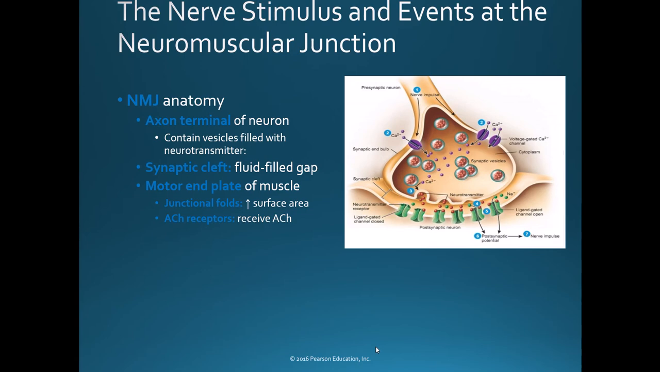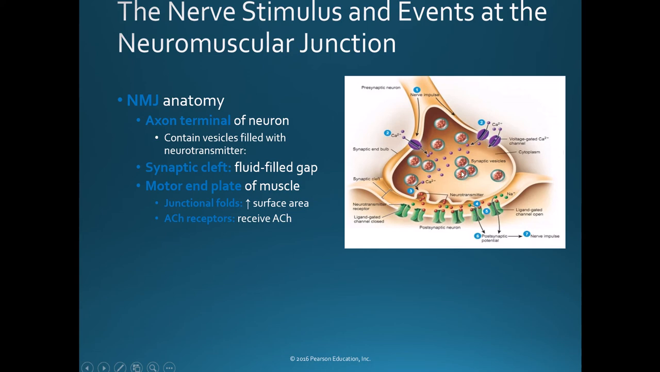The anatomy of the neuromuscular junction consists of three pieces, really. We've got the axon terminal, the end of the axon, what we call the synaptic cleft, this little fluid-filled space, and then the motor end plate of the muscle. So the action potential starts here, gets transferred through the synaptic cleft using some neurotransmitters, and then stimulates the muscle fiber.